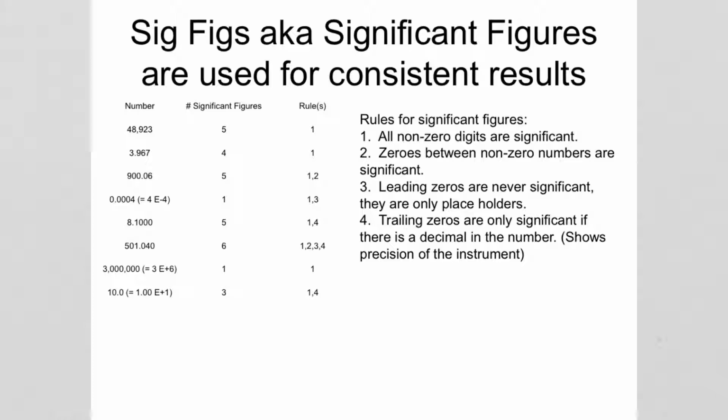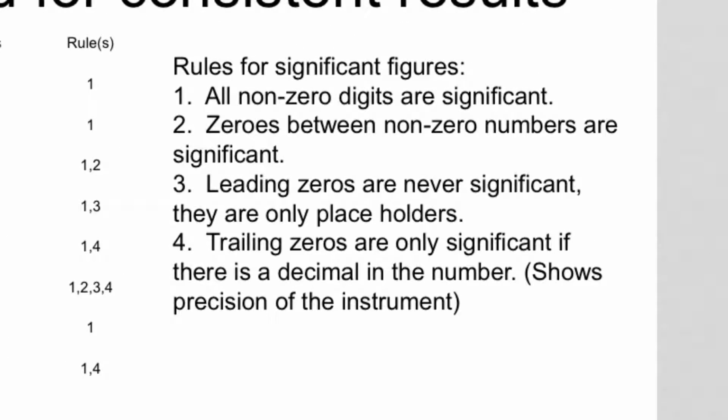The rules are provided for you on the reference sheet, but you need to know how to use them at all times. That is the expectation. So let's take a look at these rules pretty quickly. Non-zeros, always significant. Your numbers 1 through 9. Zeros between non-zero numbers are always significant.